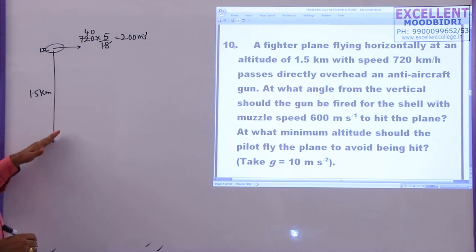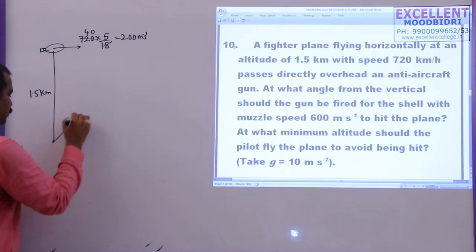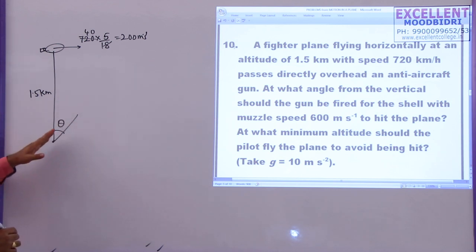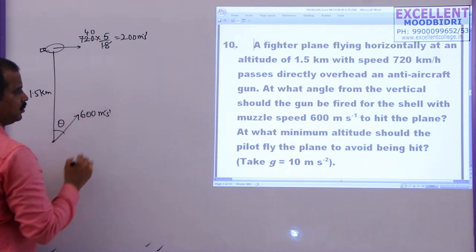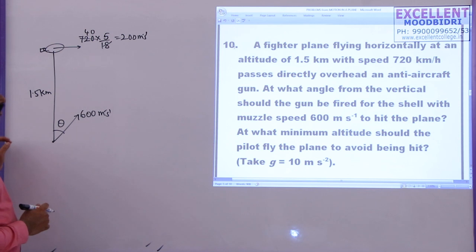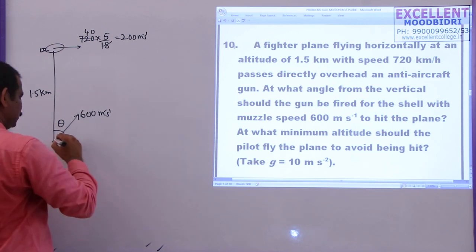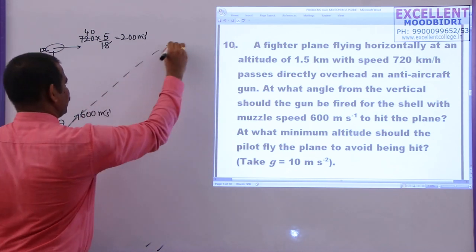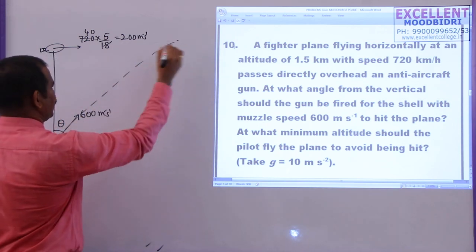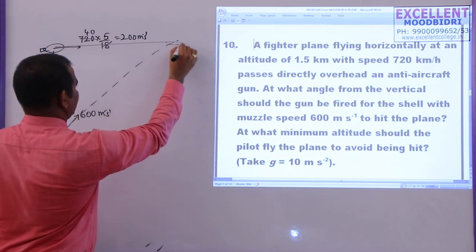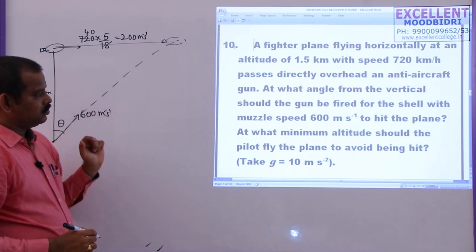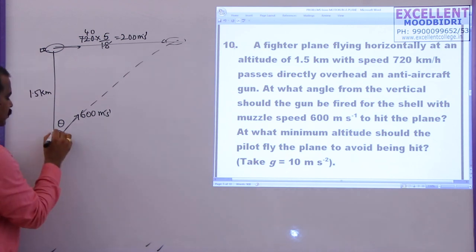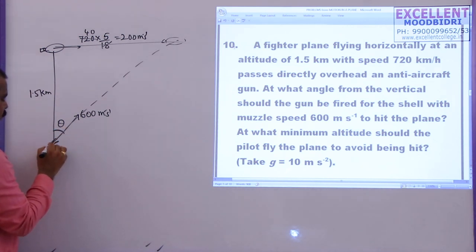Now, at what angle from the vertical must the gun be fired for the shell with a muzzle speed of 600 meters per second to hit the aeroplane? What is the speed of this bullet here? The shell that is coming from the gun is 600 meters per second. See this, students, if the shell is fired like this, we know that it will move in a parabolic path. If the aeroplane comes at this place, then the shell from the gun will hit the aeroplane. So they are asking at what angle this shell should be fired from the gun.